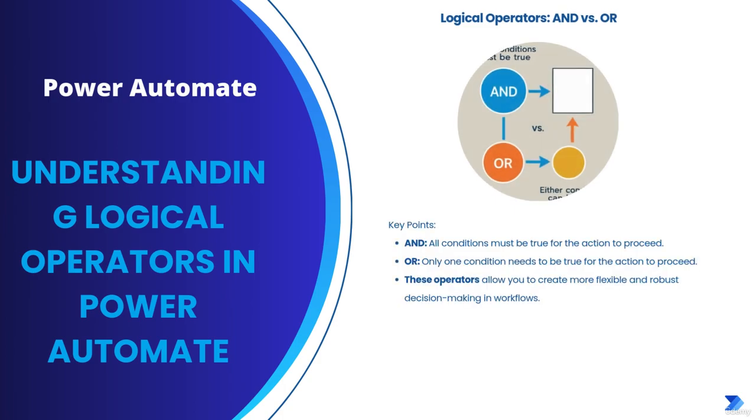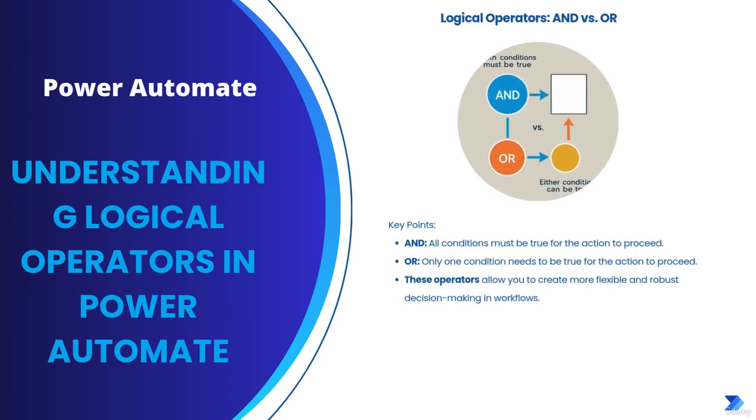Understanding logical operators in Power Automate. Logical operators are tools that help you manage complex conditions. They combine multiple conditions to create one decision point within your flow. The AND operator is strict and requires all conditions to be true, while the OR operator is more flexible and allows actions to proceed if even one condition is met. AND is used when you need all conditions to be satisfied before proceeding. OR is used when you need at least one condition to be satisfied.